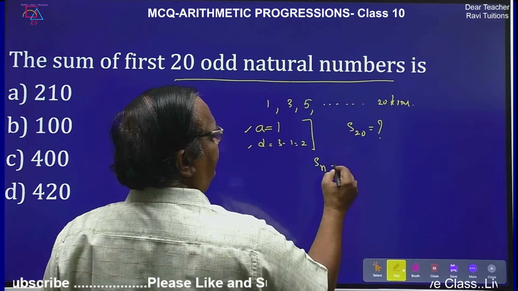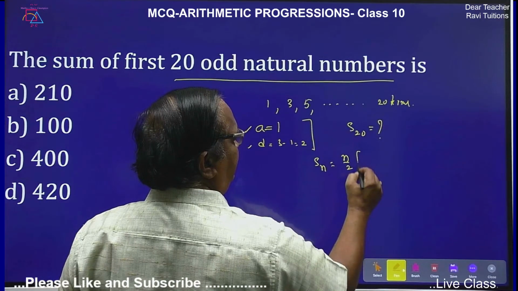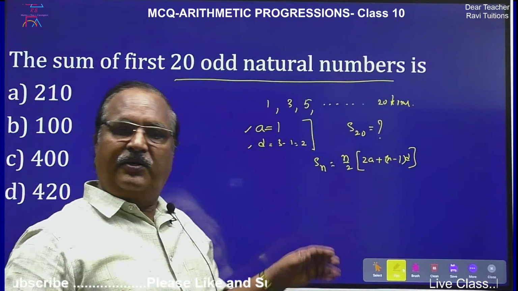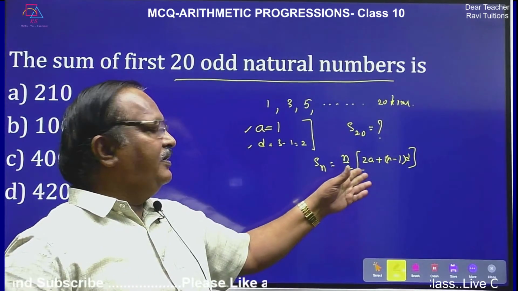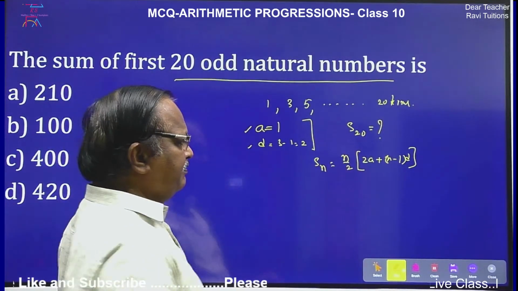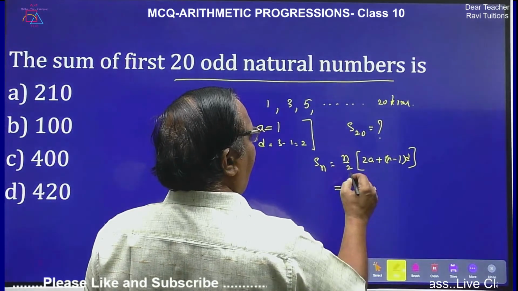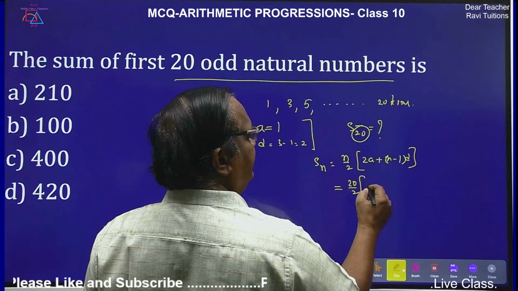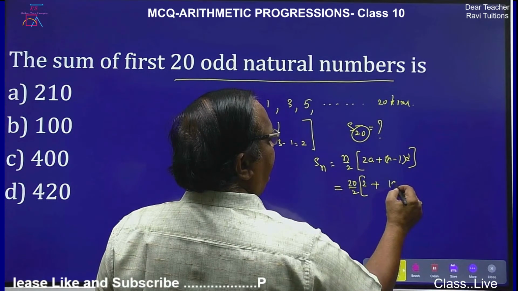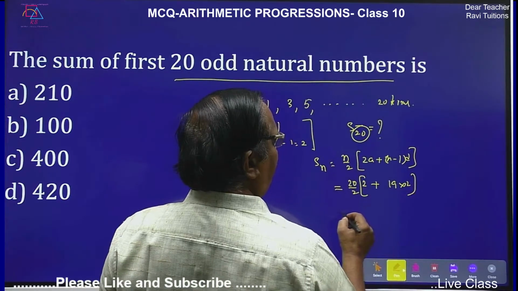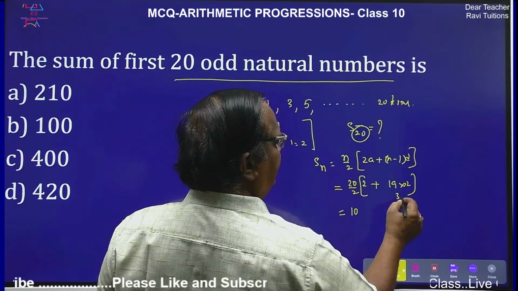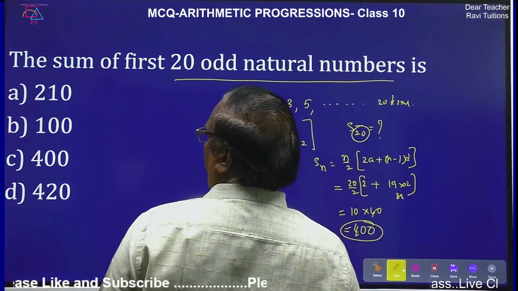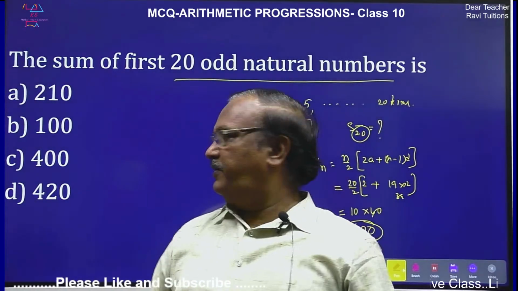So we are writing Sn formula, n by 2 into 2A plus n minus 1 into D. No need to write the formula in MCQs, but only because it's a very lengthy formula, better do like this. So n is 20 by 2 because 20 terms we have to find out. 2 into 1 is 2, 20 n minus 1 is 19 into D is 2. So this is 10 into 19 is 38, 38 plus 2 is 40. So it is equal to 400. 400 is the answer.